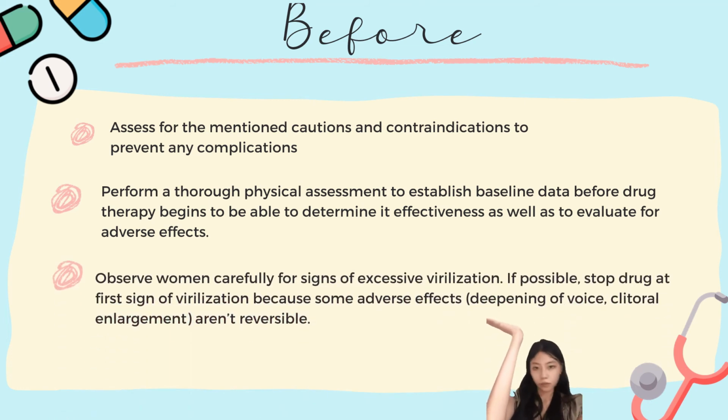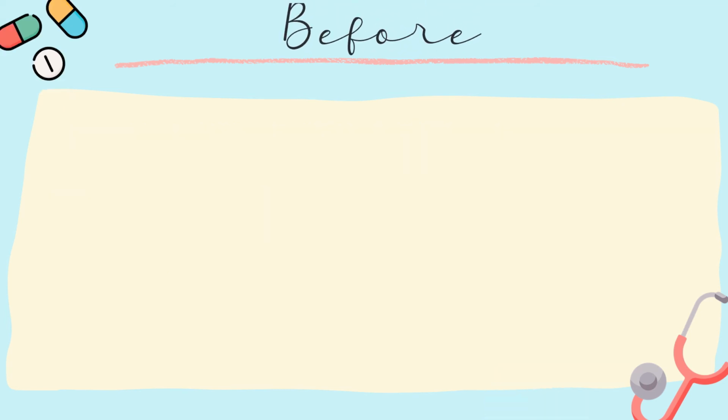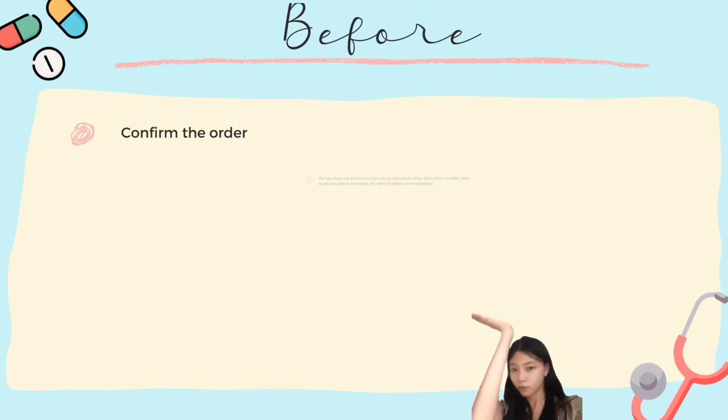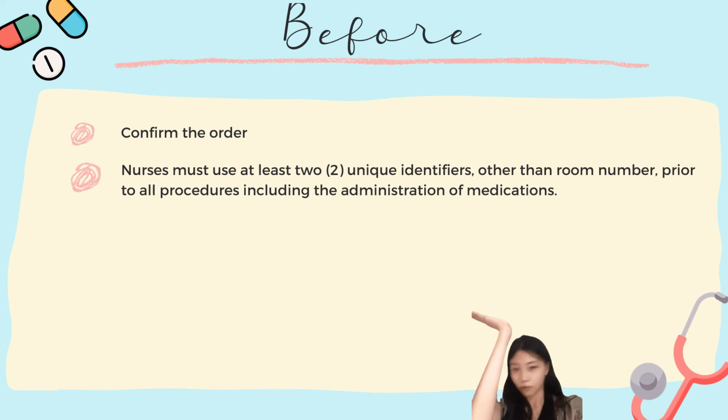Observe women carefully for signs of excessive virilization. If possible, stop drug at first sign of virilization because some adverse effects, such as deepening of voice and clitoral enlargement, aren't reversible. The nurse must confirm the order and use at least 2 unique identifiers other than the room number prior to all procedures, including the administration of medications.